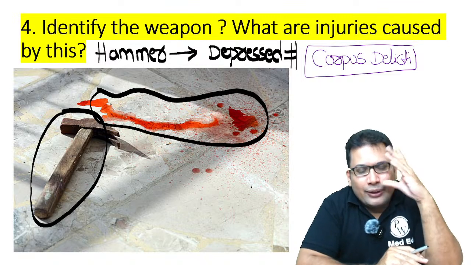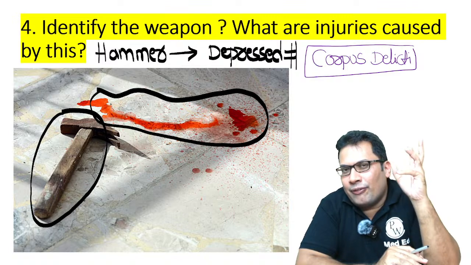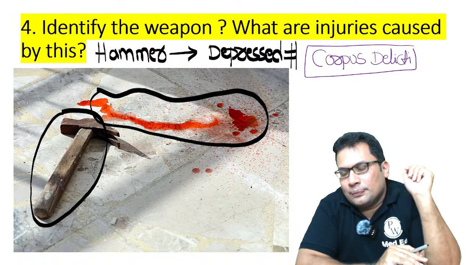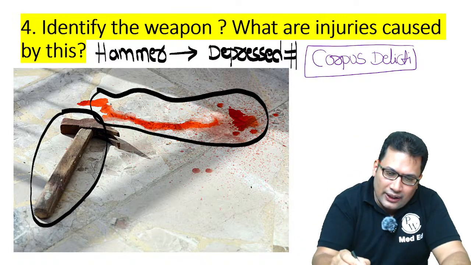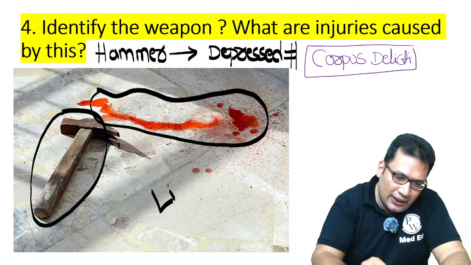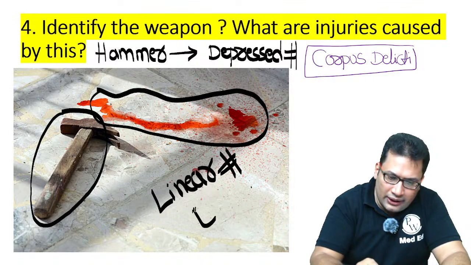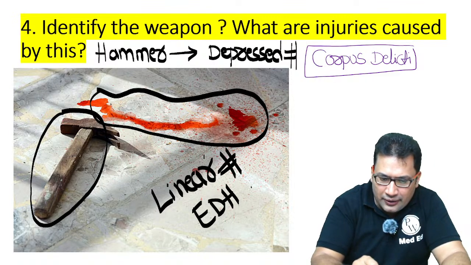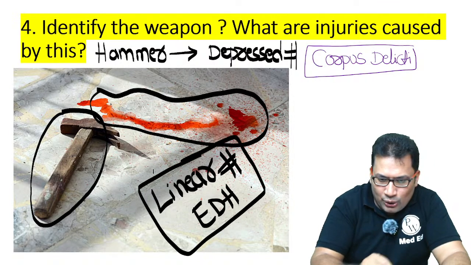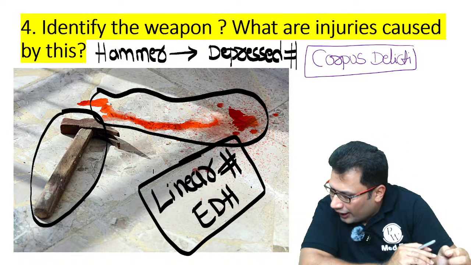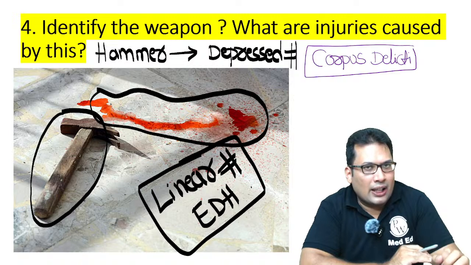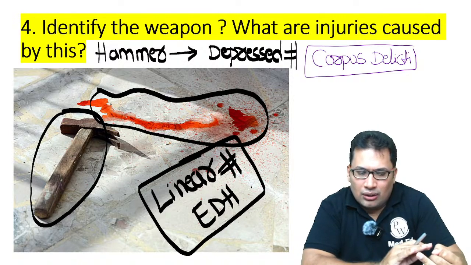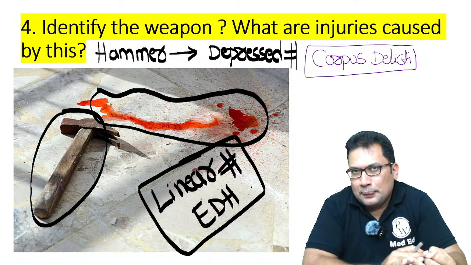My question: what is the most common skull fracture in forensic medicine? Very good. Sumana, the most common fracture is linear fracture, commonly associated with EDH, extradural hemorrhage. Good answer. So this is how the question can be asked. Rope can be asked, hammer can be given in the exam.